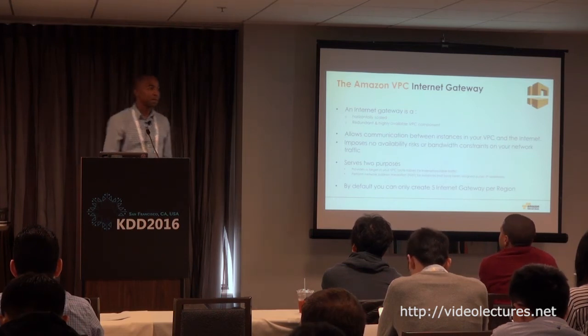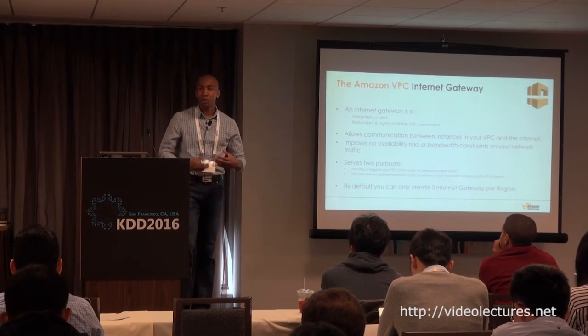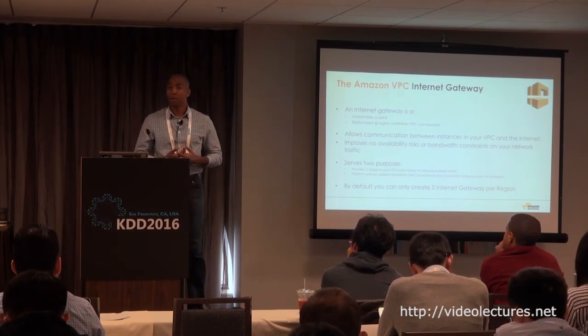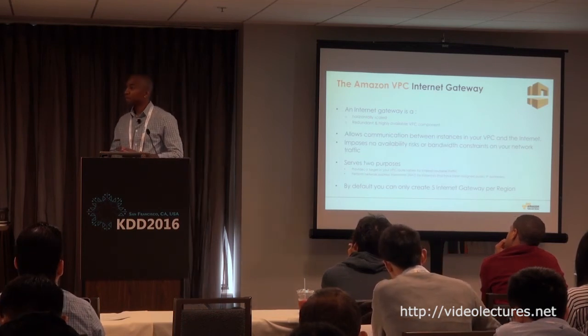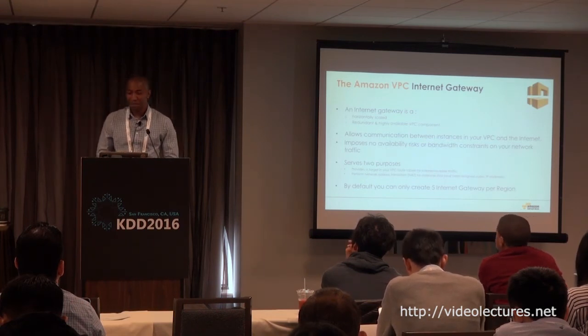There's one thing I must mention as well. The Amazon VPC is strictly an IP version 4 network. We're not IP version 6 yet, right? And we'll let everyone know when that's available. We have customers asking for that.